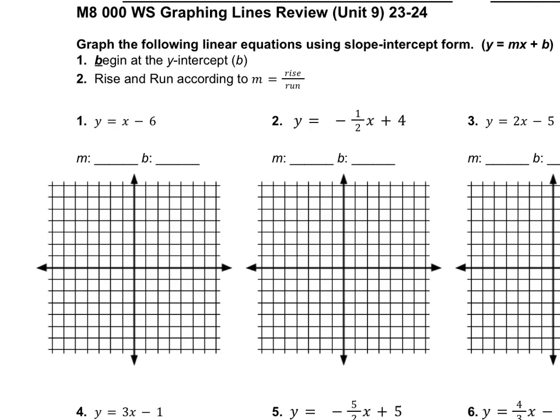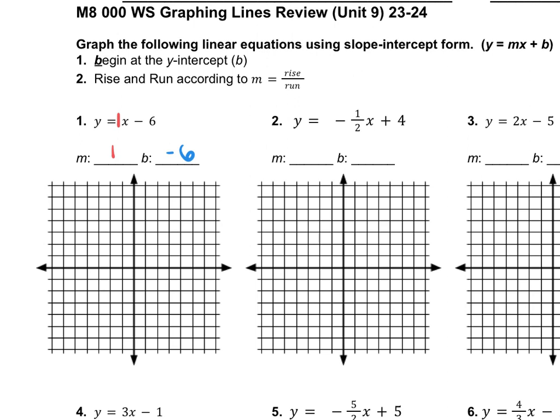So first thing we want to do is identify the slope and the y-intercept. Our slope is always going to be our coefficient of x. So for our first example here, my coefficient of x looks invisible, but it's really that number 1. And then my y-intercept is always that number that's being added or subtracted. So in this case, that's going to be -6.